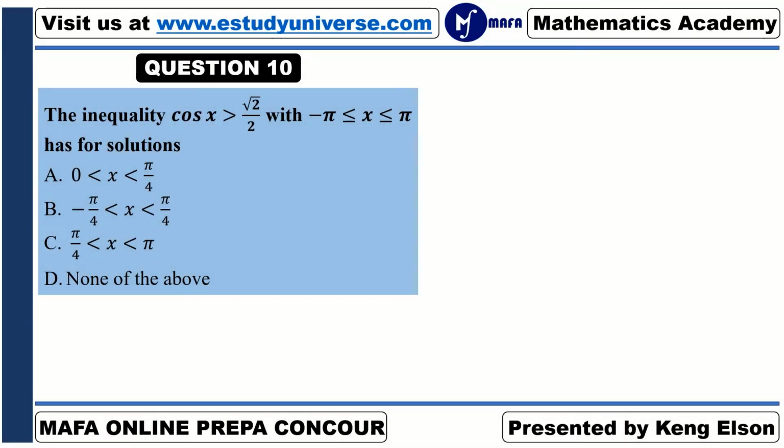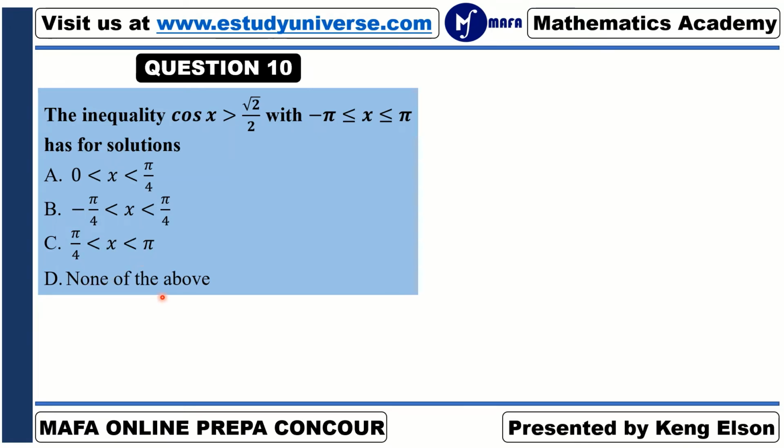Okay, question 10, we are left with 10 more questions. Question 10 reads: the inequality cos x is greater than root 2 divided by 2, with negative pi less than or equal to x less than or equal to pi, has for solutions: option A, 0 is less than x less than pi over 4; option B, negative pi over 4 is less than x less than pi over 4; option C, pi over 4 is less than x less than pi; and option D, none of the above.